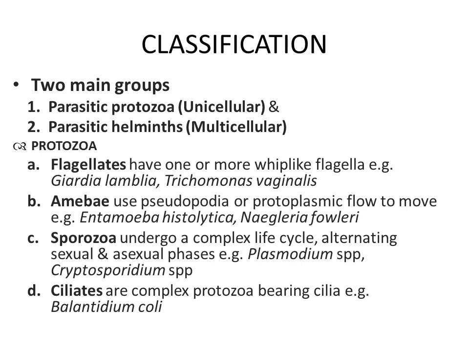Sporozoa undergo a complex life cycle, alternating sexual and asexual phases. Example: Plasmodium species, Cryptosporidium species. Ciliates are complex protozoa bearing cilia. Example: Balantidium coli.